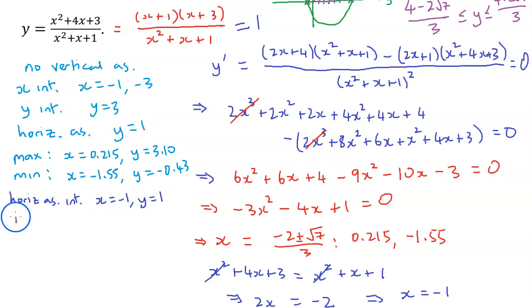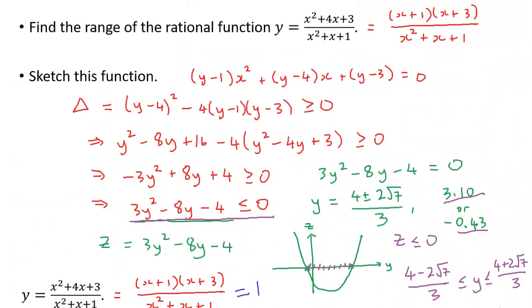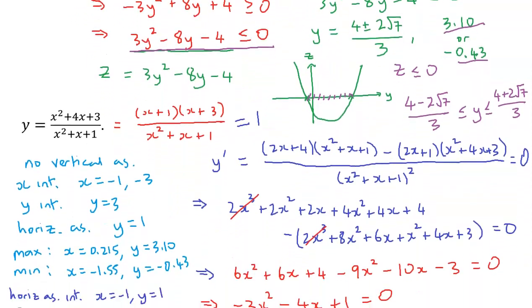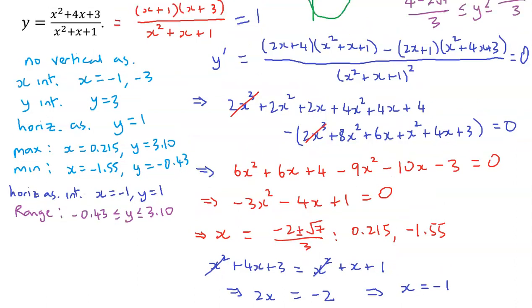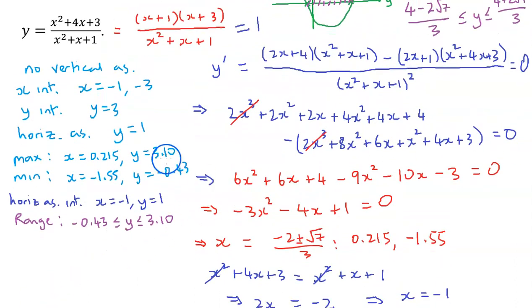And of course we calculated our range to be between these values, so -0.43 less than or equal to y less than or equal to 3.10. When you're doing these kinds of questions in your exam, you should display all this working. So the examiner should know where you got these values from. It should be clear from your working where these numbers come from. And I think now we're ready to actually sketch this thing. So let's go ahead and do that.